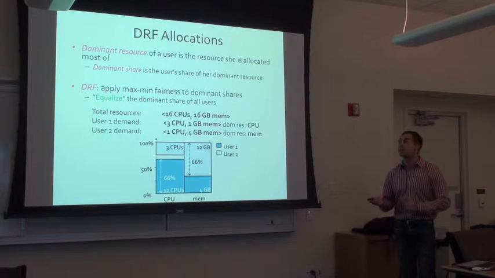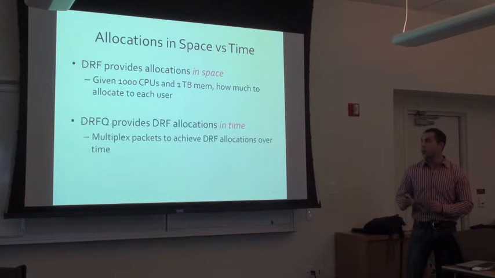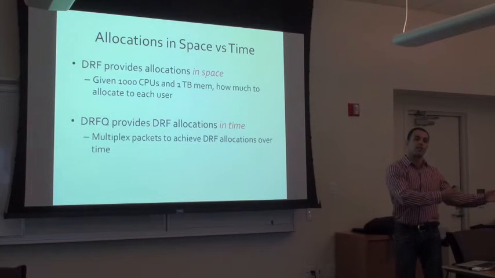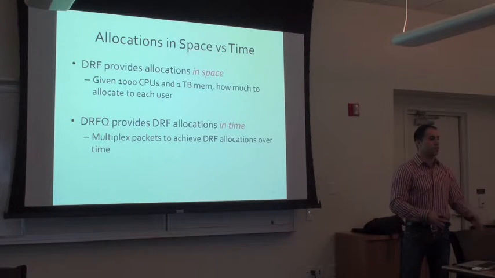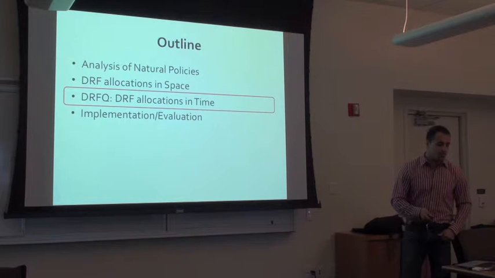So let's look at how we want to apply this in this setting. DRF is doing this in space, a static allocation in space. But what we want to do now is do this in time, in the time domain. In particular, we want to multiplex packets to achieve these DRF allocations over time for different flows, let's say in the middlebox. So let's turn to how we can do this.